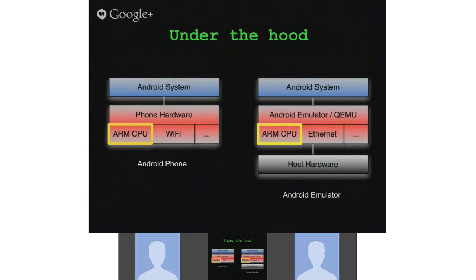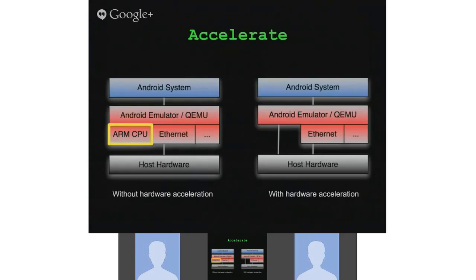So in the case of the Android emulator, it runs on host hardware, and we are emulating the ARM CPU. The CPU instructions are interpreted, and that's really slow. It's a software emulation. So what we did, we removed that bottleneck.